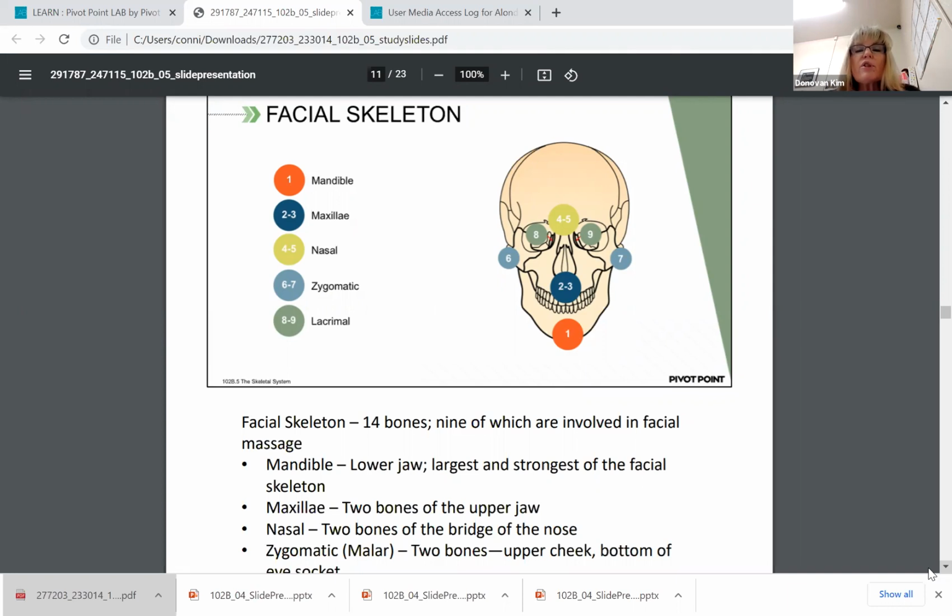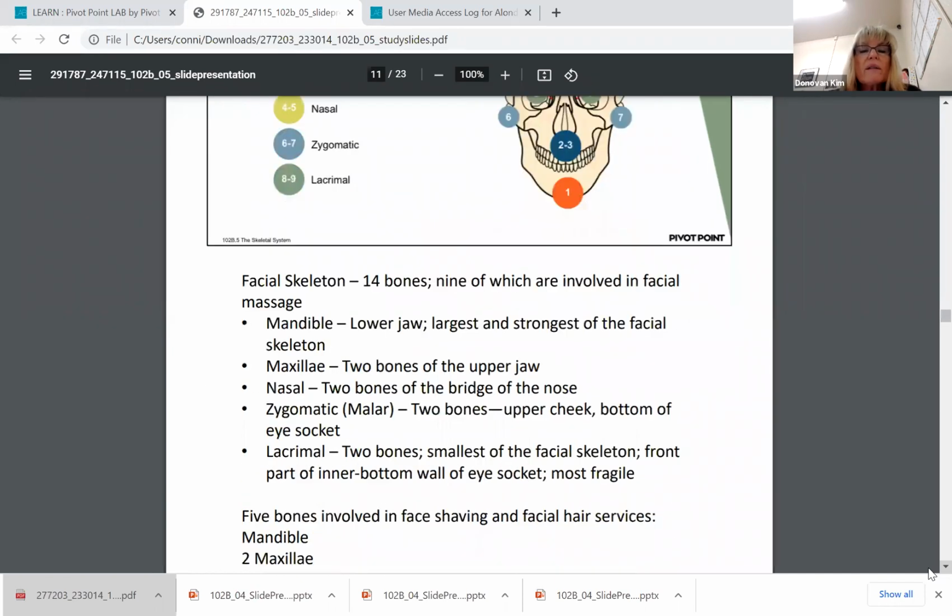You have your maxillae, which is your upper jaw, which is in 2 bones. Okay. The nasal is your nose. The zygomatics are your cheekbones, also known as malar bones. So make sure that you remember that. And then your lacrimal are 2 bones, the smallest of the facial skeleton, and they're located in front of the inner bottom wall of the eye socket.